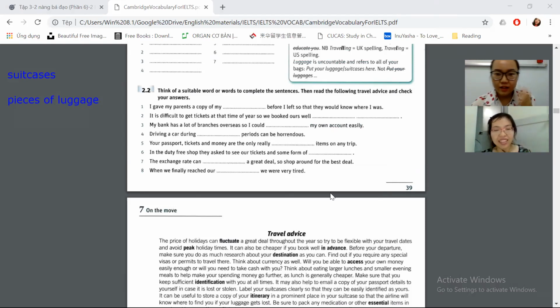Number 4. Driving a car during horrendous... What is horrendous? Terrible. Driving a car during terrible... busy? No. Occupied? Close.